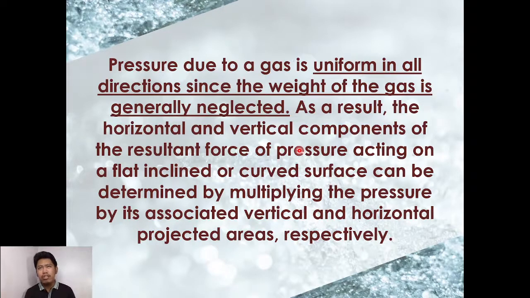As a result, the resultant vertical component of the resultant force of pressure acting on the flat or inclined or curved surface can be determined by multiplying the pressure, P, by its associated vertical and horizontal projected areas respectively. So, P multiplied by the area. The same thing as earlier. But in this case, remember, I underlined that in all directions, the pressure is uniform, because the weight of the gases we are analyzing is negligible. So that is what we should remember when it comes to pressure due to gas or gases.